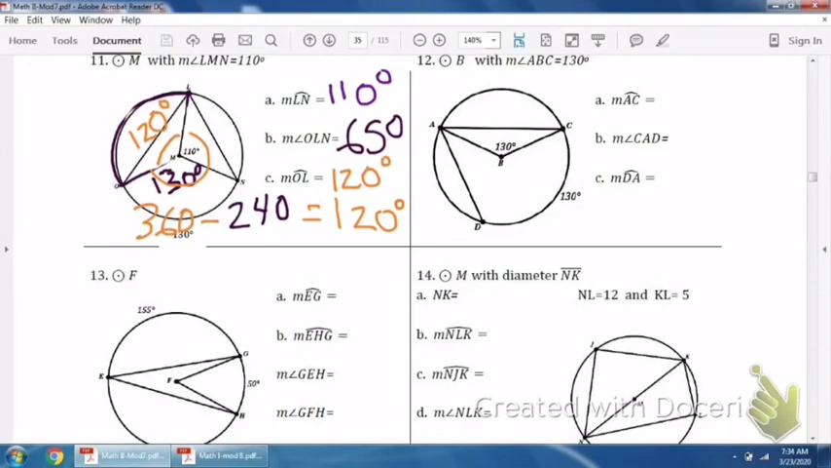And then if we do 120 plus 110 plus 130 all the way around in the middle, that'll give us 360.